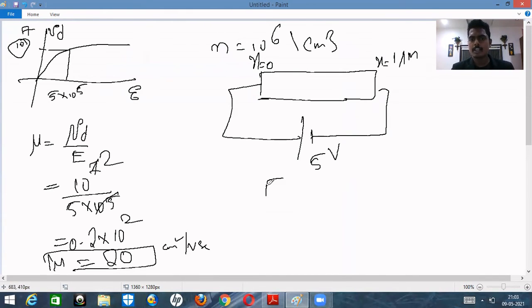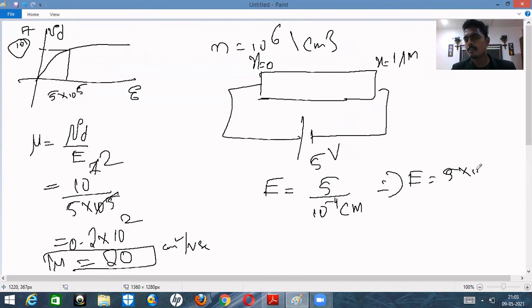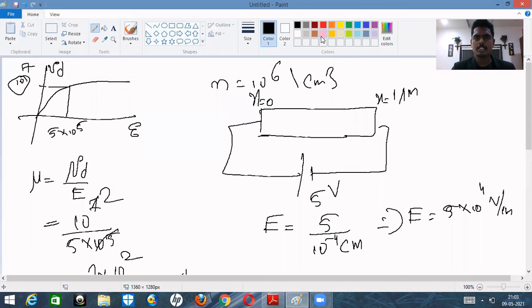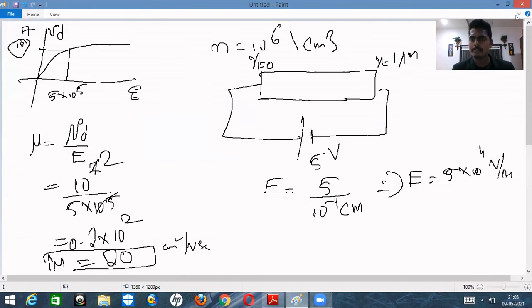So we can easily find the electric field intensity from this. Electric field intensity is equal to voltage by distance. Distance is 1 micrometer, which in centimeters is 10 power minus 4 centimeters. That implies electric field intensity is equal to 5 into 10 power 4 volt per centimeter. These are the things we can easily know from the question, right?